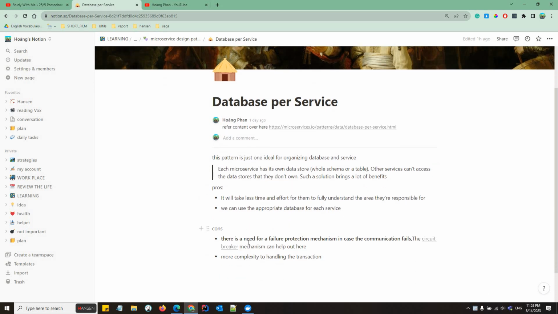And the cons is we need a failure protection mechanism in case communication fails, and the circuit breaker mechanism will come in here, and more complexity to handle the transaction. And we have saga or two-phase commit to solve this problem.